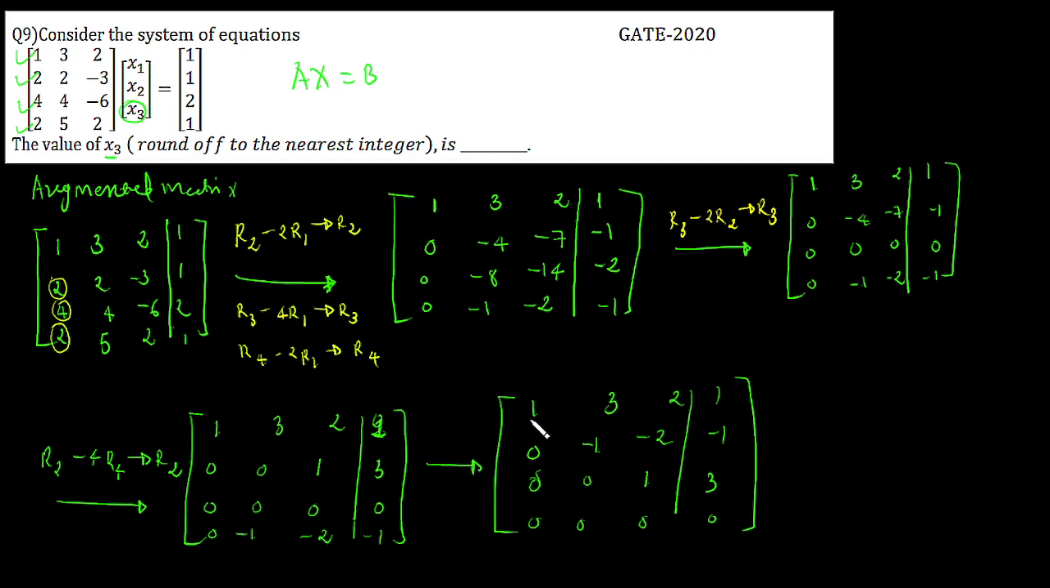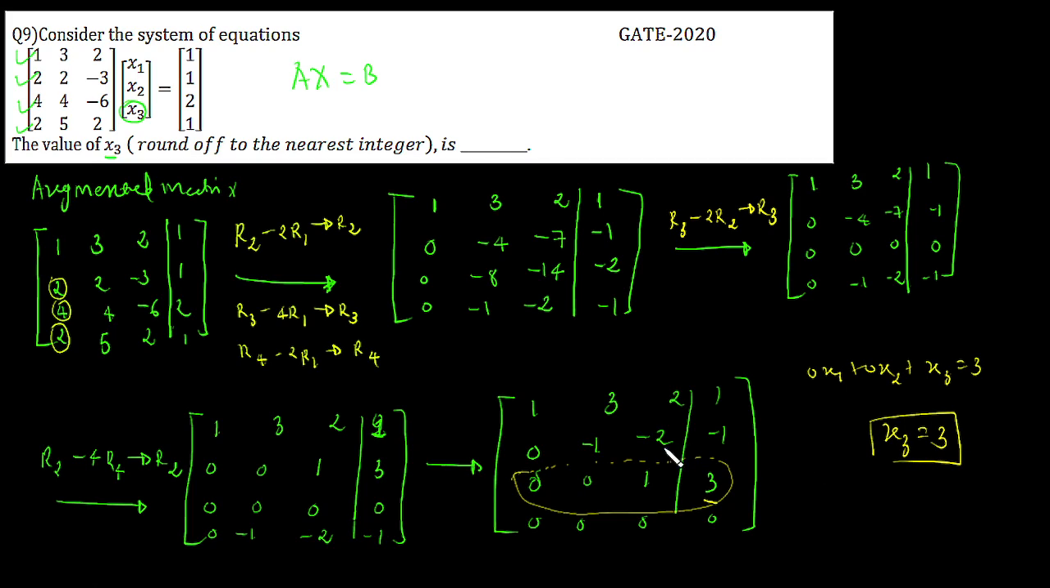All the entries below this entry are 0. Also all the entries below this negative 1 are 0, and all the entries below this 1 are also 0. So now you can easily say the value of x3 here is nothing but 3 from this third equation, third row here. If you write the equation from this row, you are simply getting 0 times x1 plus 0 times x2 plus x3 equal to 3. Here this 3 represents the right hand side, so you can easily say x3 is nothing but 3.